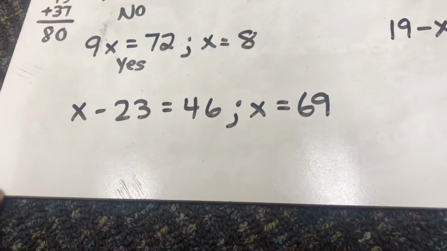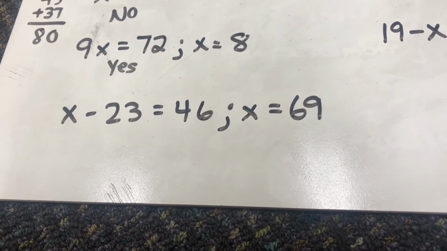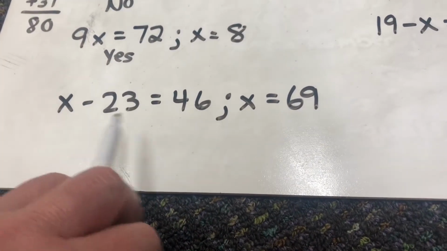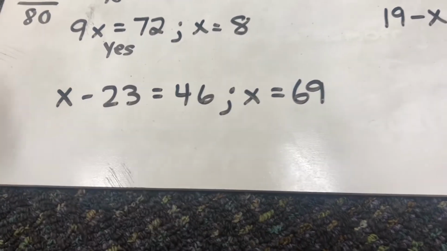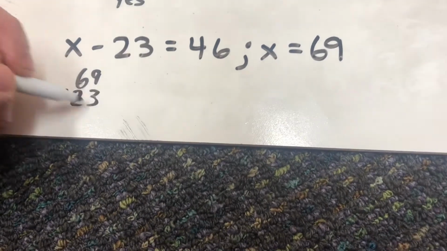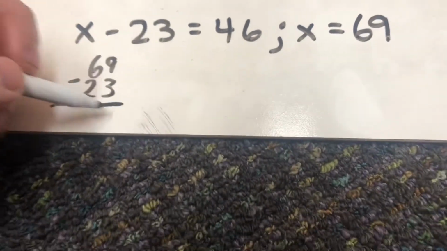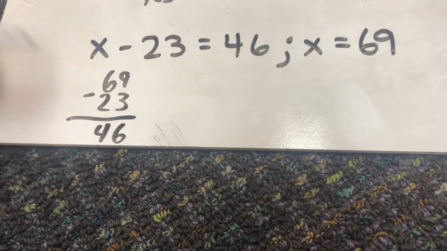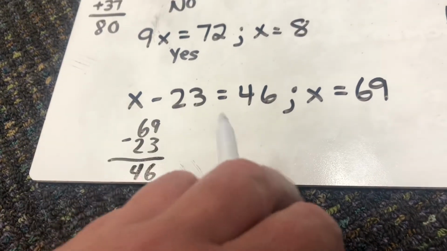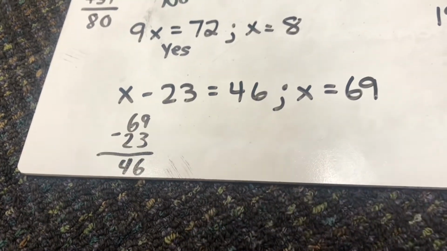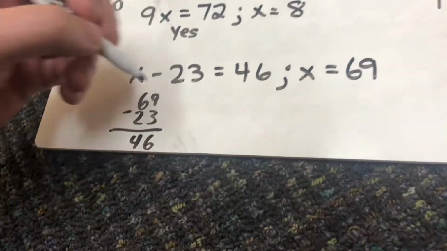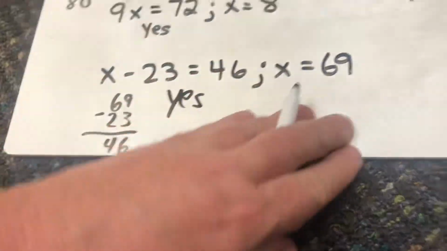Moving on to this one, x minus 23 equals 46, x equals 69. Well, that means I'm going to do 69 minus 23 because I'm going to plug in 69 for x. So if I come over here and do 69 minus 23, 9 minus 3 is 6, 6 minus 2 is 4, I get 46. And sure enough, x minus 23 equals 46 when x equals 69. 69 minus 23 equals 46. So this one is also a yes.